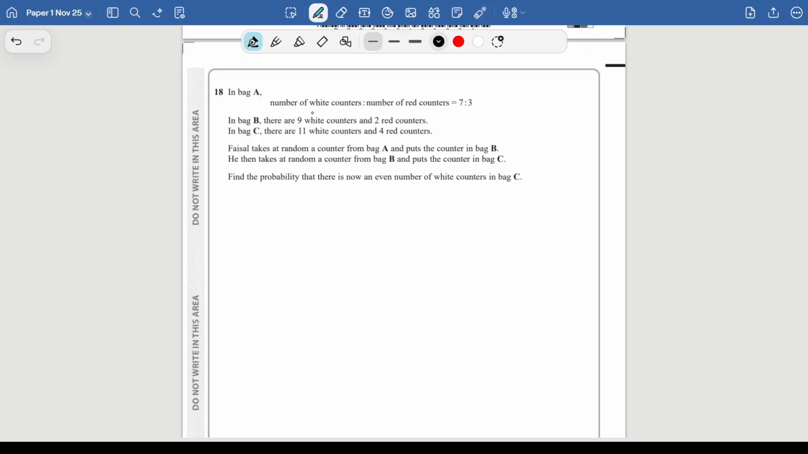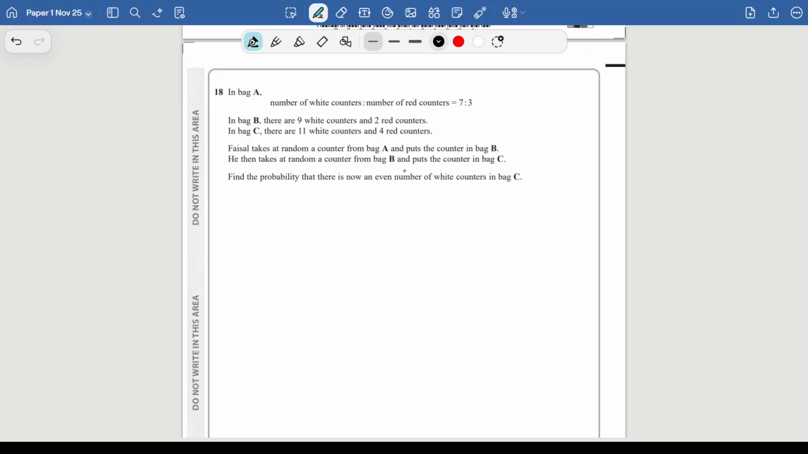In bag A, the ratio of white counters to red counters is 7 to 3. In bag B, there are 9 white counters and 2 red counters. In bag C, there are 11 white counters and 4 red counters. Faisal takes at random a counter from bag A and puts the counter in bag B. He then takes at random a counter from bag B and puts it in bag C. Find the probability that there is now an even number of white counters in bag C.